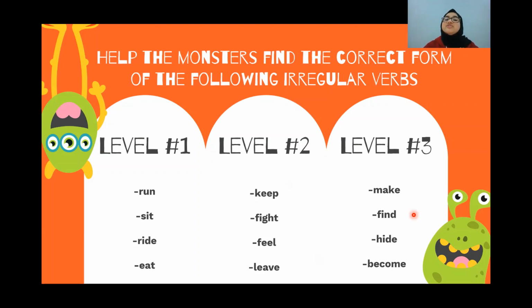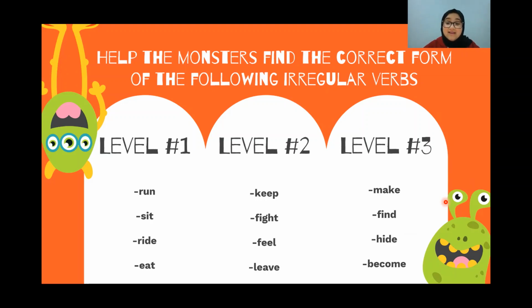What I want you to do is help these two monsters find the correct form of the following irregular verbs. We have 3 levels, okay? In level 1, we have 4 words: run, sit, ride, eat. Level 2, keep, fight, feel, leave. Level 3, make, find, hide, become. Pause the video now and write down the irregular form of these words on your paper. Come on, pause the video.